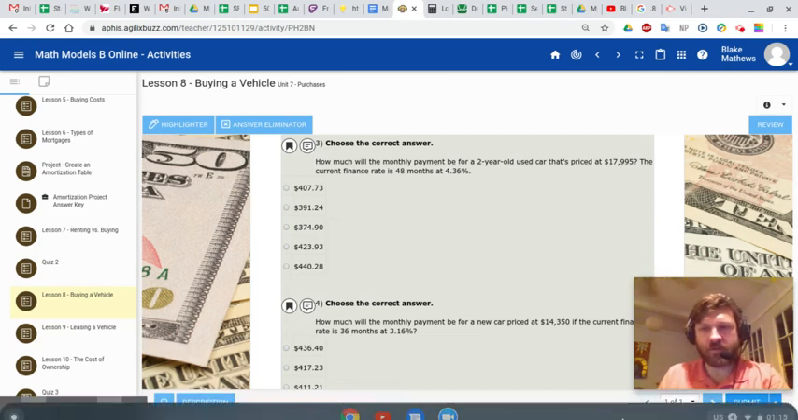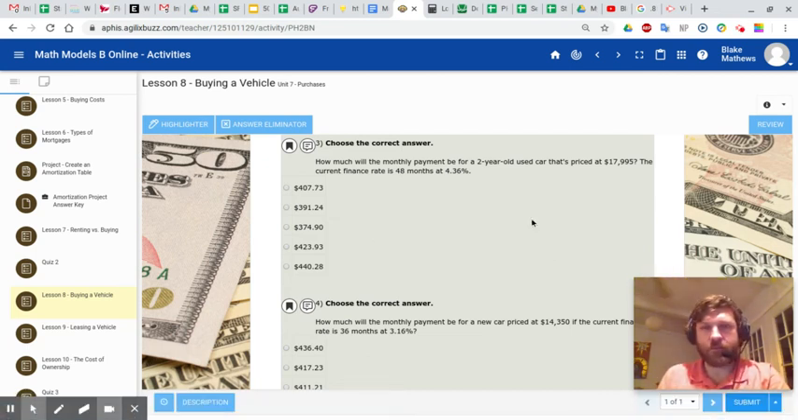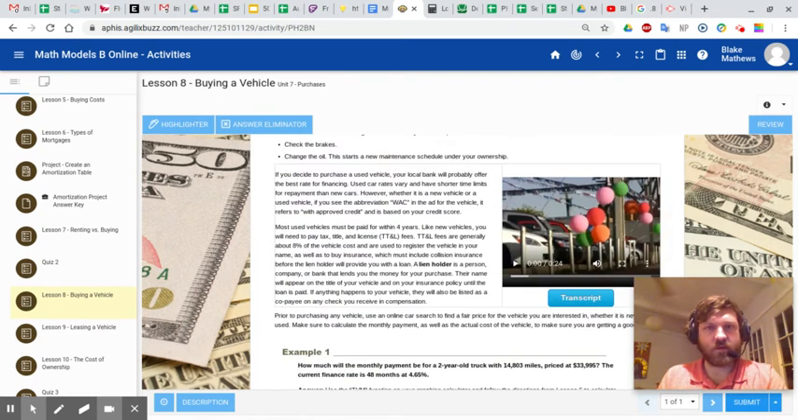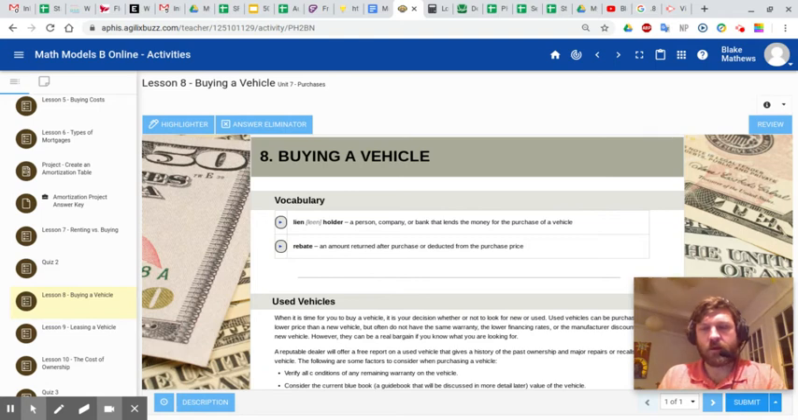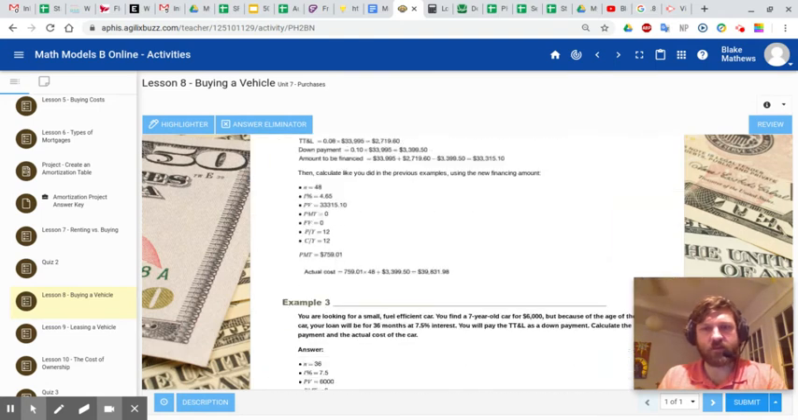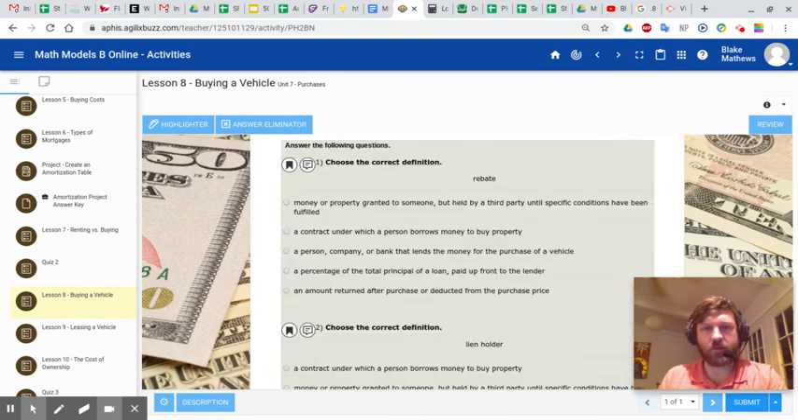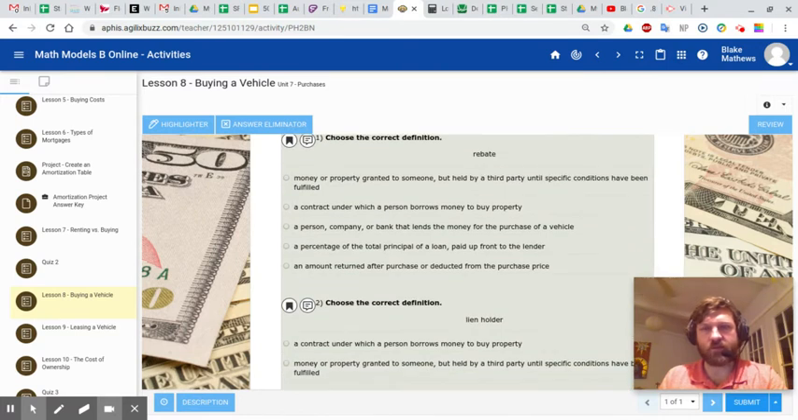Okay, this is the Math Models Unit 7, Lesson 8 video. More loan stuff. This time it's doing car loans, but we're going to use a similar type of calculator that we used in the previous lessons.